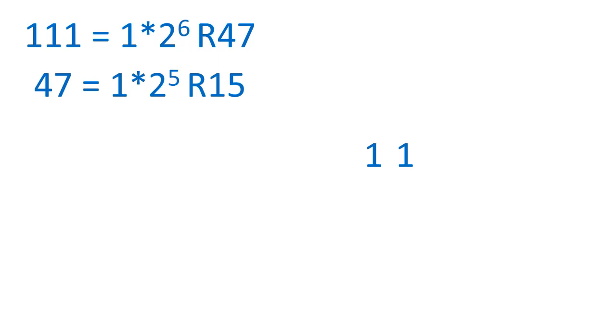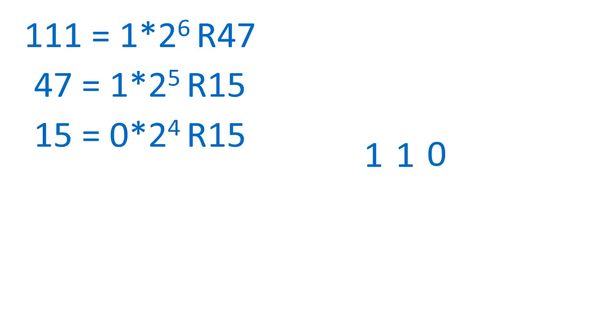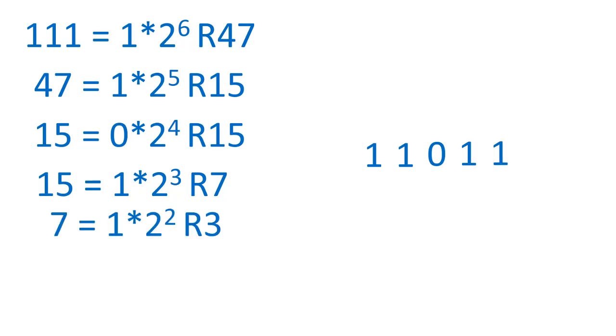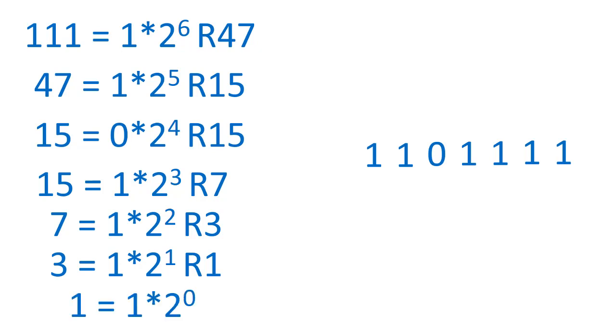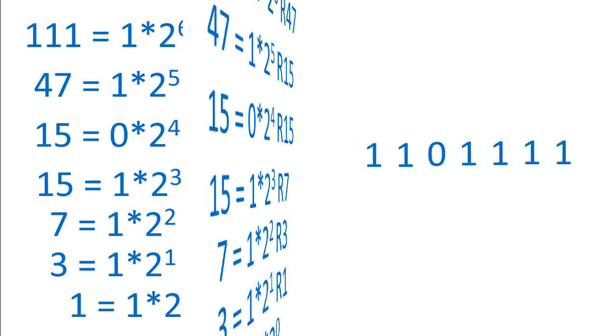2 to the 4th equals 16, which is greater than 15, so we know we need 0 times 2 to the 4th. 15 divided by 1 times 2 to the 3rd gives us a remainder of 7. 7 divided by 1 times 2 to the 2nd gives us a remainder of 3. 3 divided by 1 times 2 to the 1st gives us a remainder of 1. And finally, 1 divided by 1 times 2 to the 0th gives us a remainder of 0. So we've just calculated that the decimal number 111 is equal to the binary number 1101111.